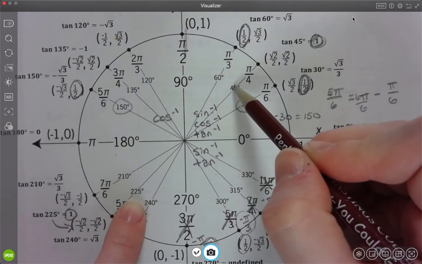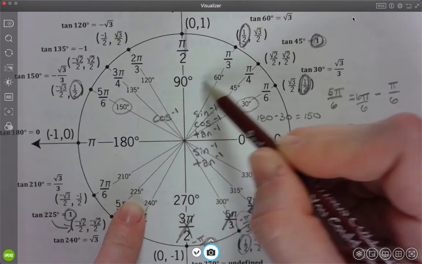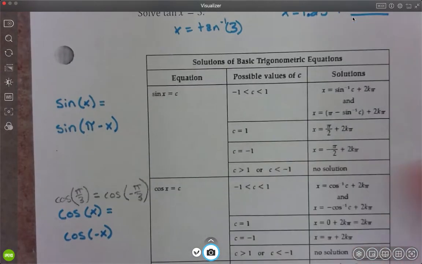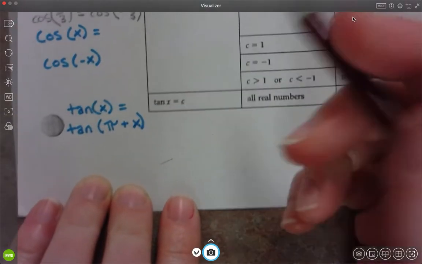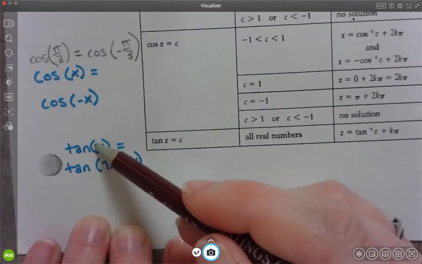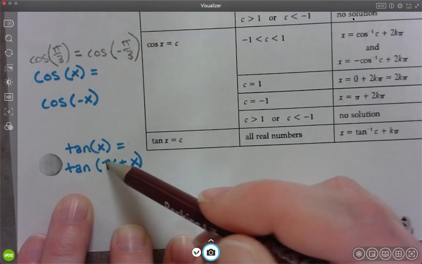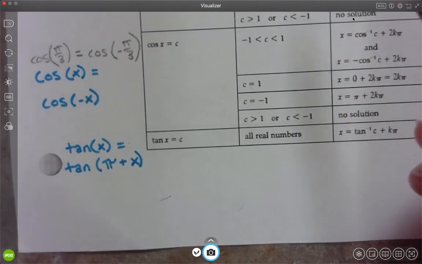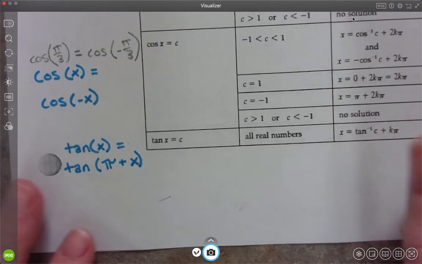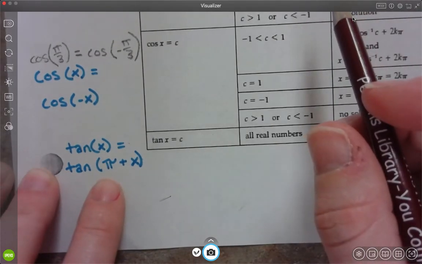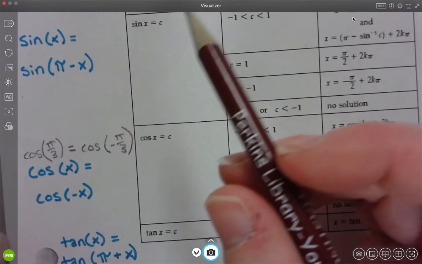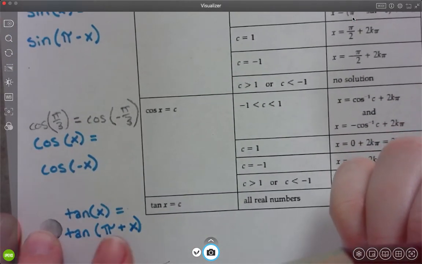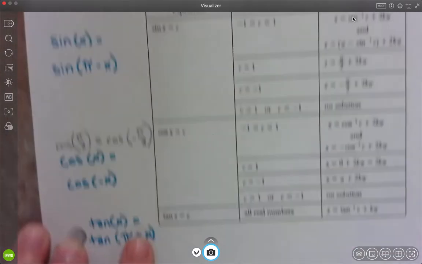Well, they're exactly opposite the unit circle from one another. So the rule for tangent is that I am adding pi to the solution. So tangent of x is the same thing as tangent of pi plus x. That's where it will hit on the unit circle and hit those place values. Sine was pi minus x and cosine was just negative, but tangent is pi plus x. Now here's the beautiful thing about tangent.